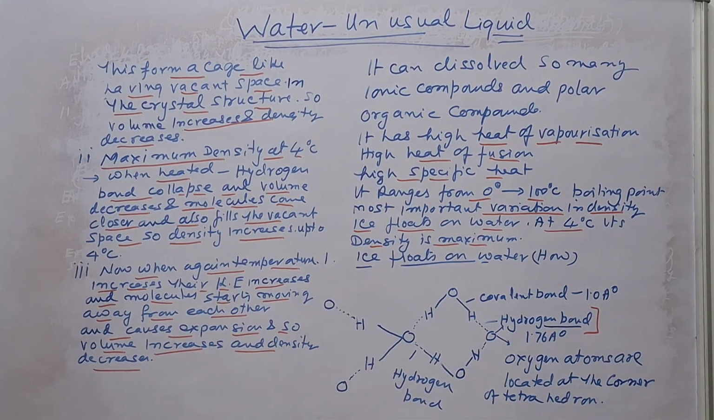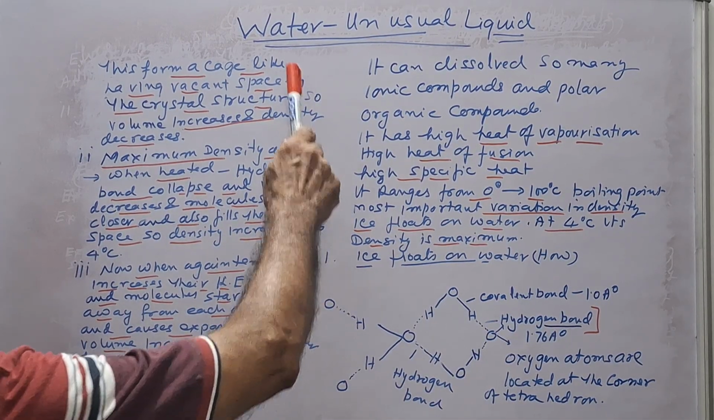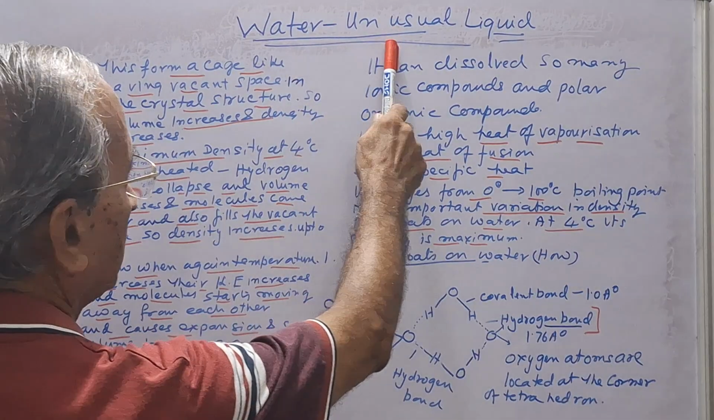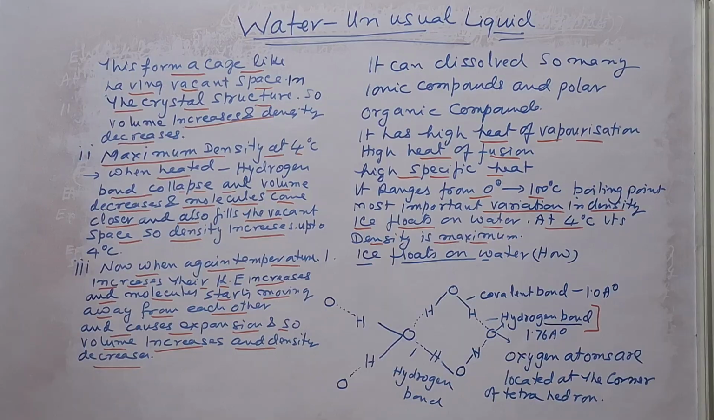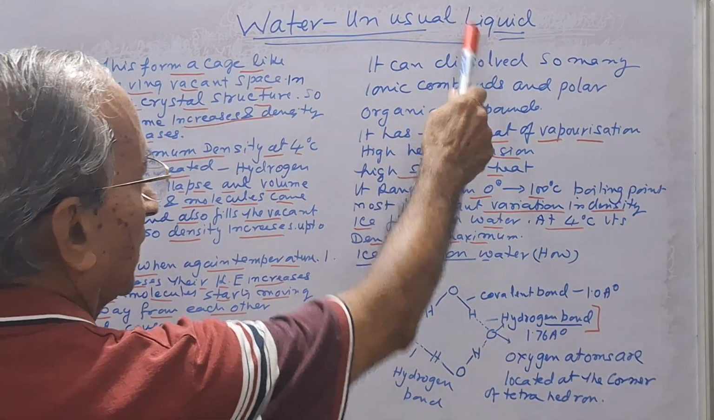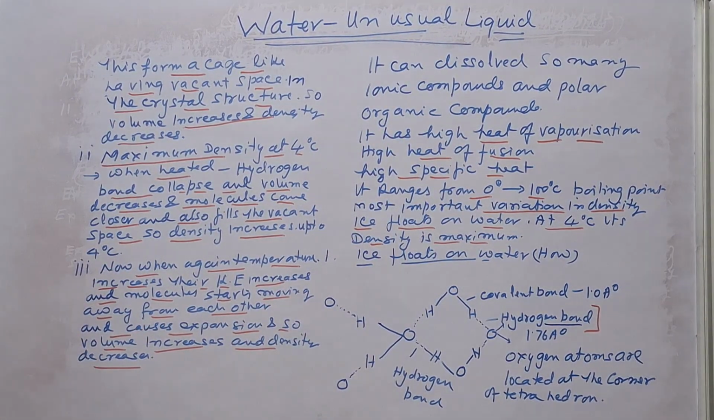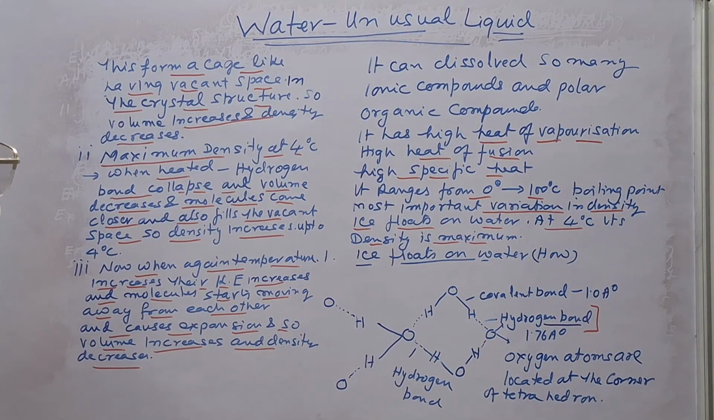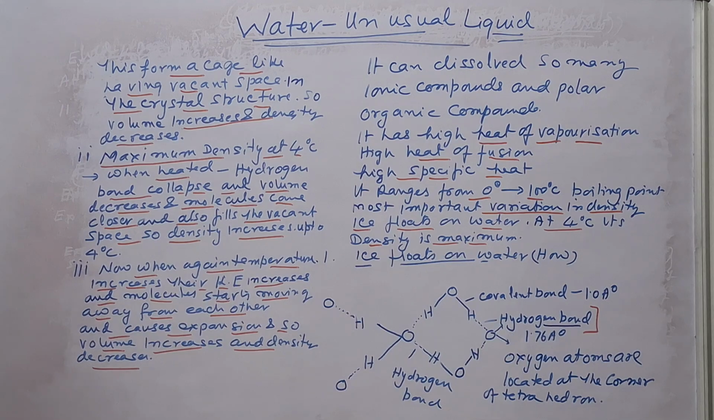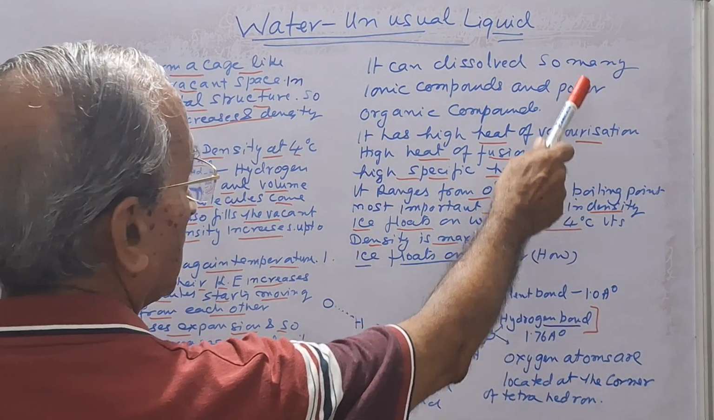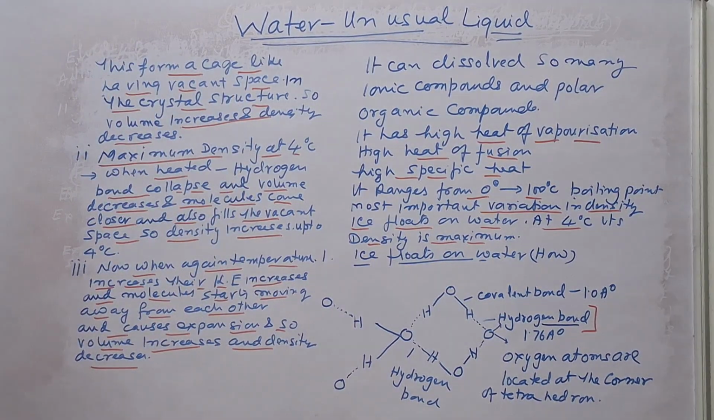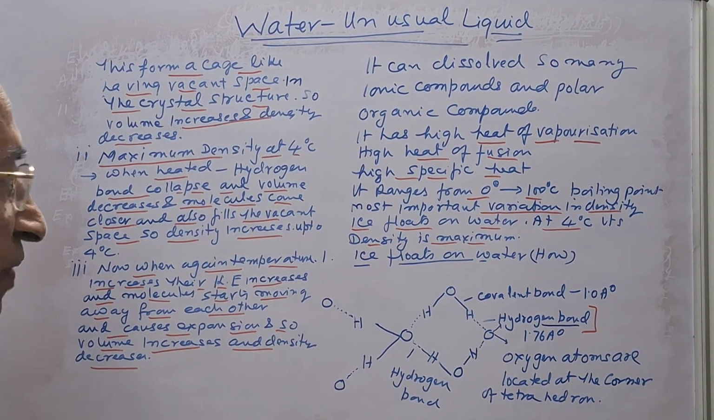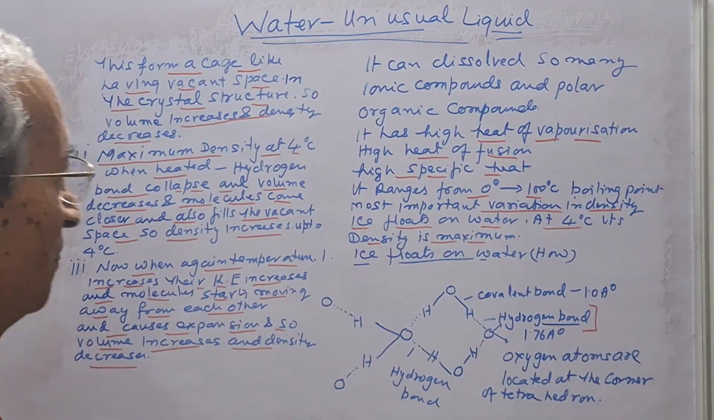Today I will take water as an unusual liquid. I will explain to you why water is an unusual liquid. The first point is that water is a universal solvent. It can dissolve many ionic compounds and polar organic compounds, and it has a variety of properties.